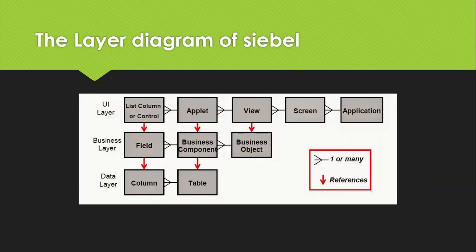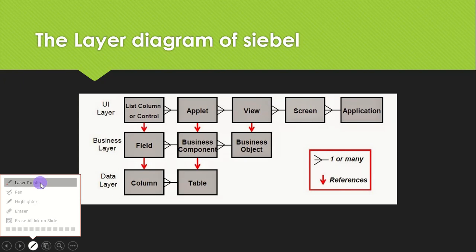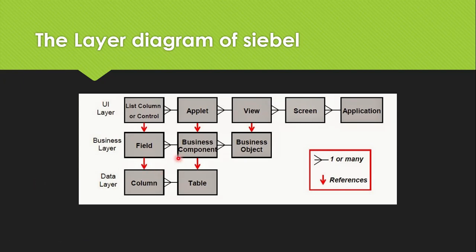So we might have come across this particular layer diagram. What we have covered till now is the data layer, and from the business logic layer we have understood the BC and field. Now the next is BO. BO is nothing but business object, where a combination of multiple BCs can be added under a BO.